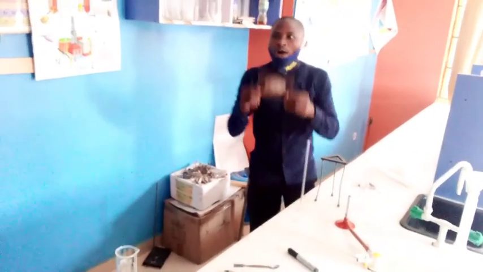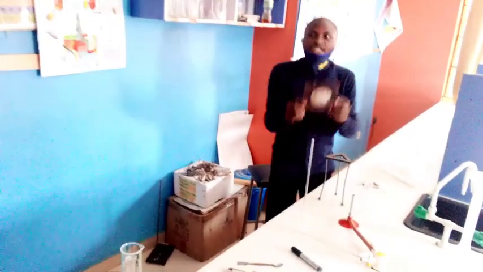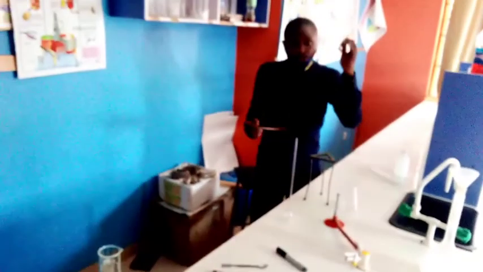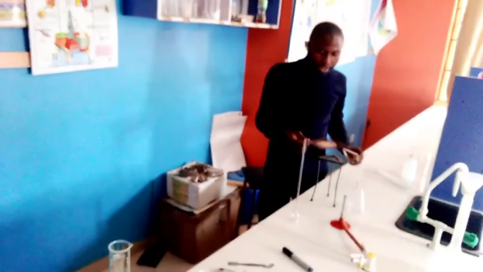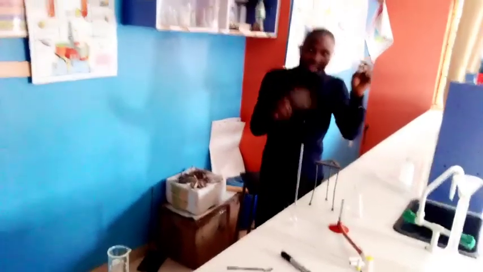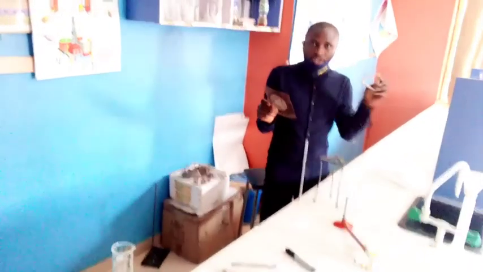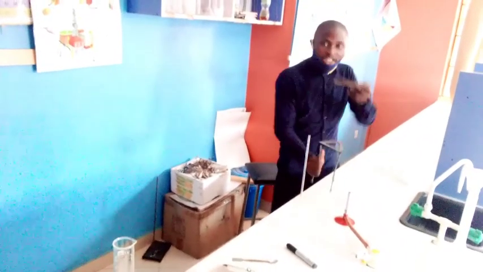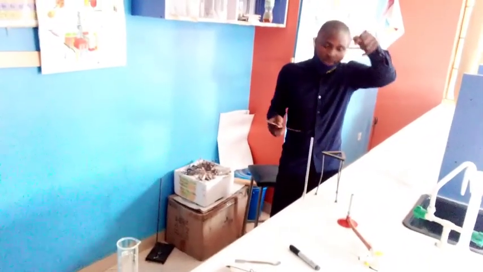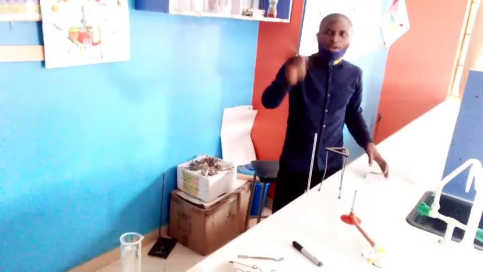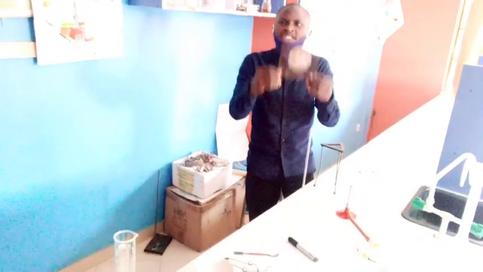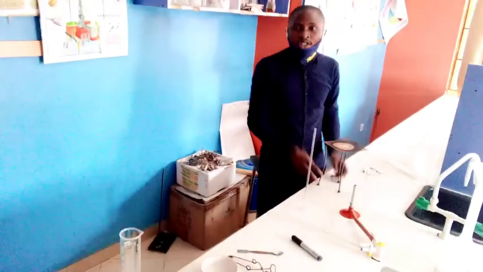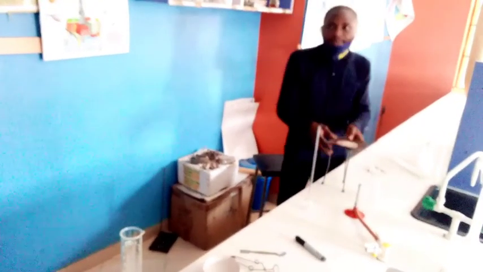Thereafter, we have a wire gauze. This is wire gauze, to reduce direct heat. Do you understand? Of course, you use this to reduce direct heat as well. But there are other times that this and this cannot work for the same purpose. If you want a larger surface area to be mounted on the tripod stand, you use this. A smaller surface area to be mounted, you use this. So in a nutshell, this is used to reduce direct heat when you have something placed on a what? On a tripod stand.